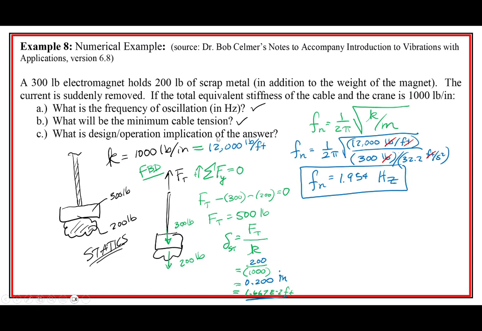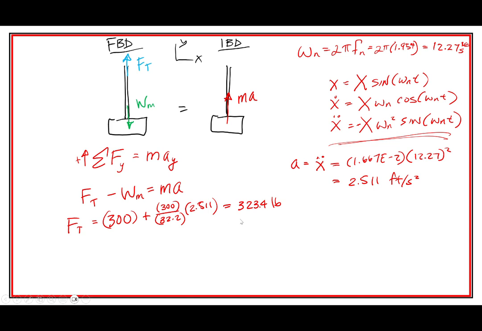So if I was going to answer the question, based on my understanding of what he's asking, what is the design operation application of the answer, is that, well, we had a 500-pound tension when it was on there. Well, we would let go and it snapped back up. Its maximum was 323.4 pounds.